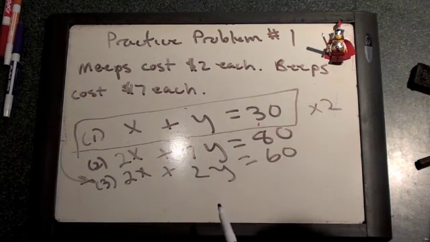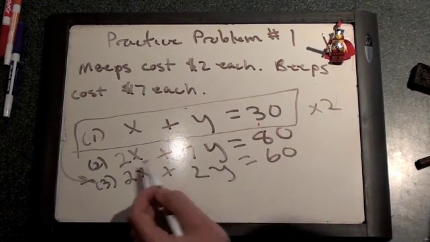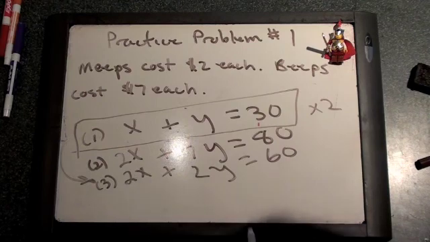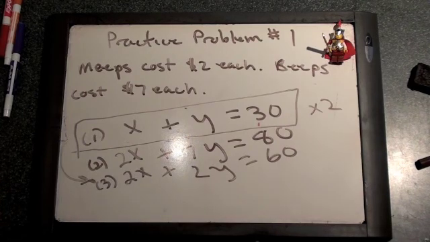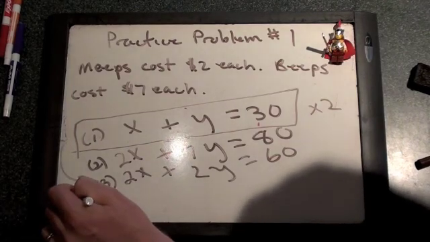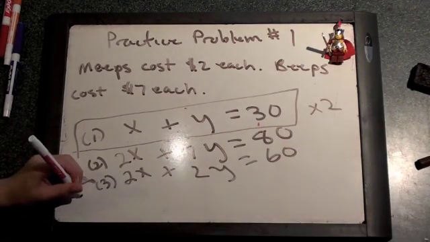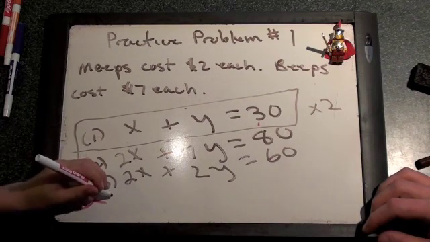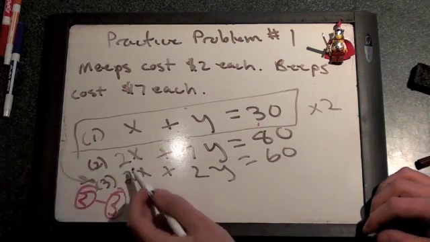Okay. Sorry about that. Alright, so 2x plus 7y equals 80. 2x plus 2y equals 60. So now how do we get rid of the x's? We subtract the two equations. We're going to take equation 2 minus equation 3. Let me just write that down. What's equation 2 minus equation 3?